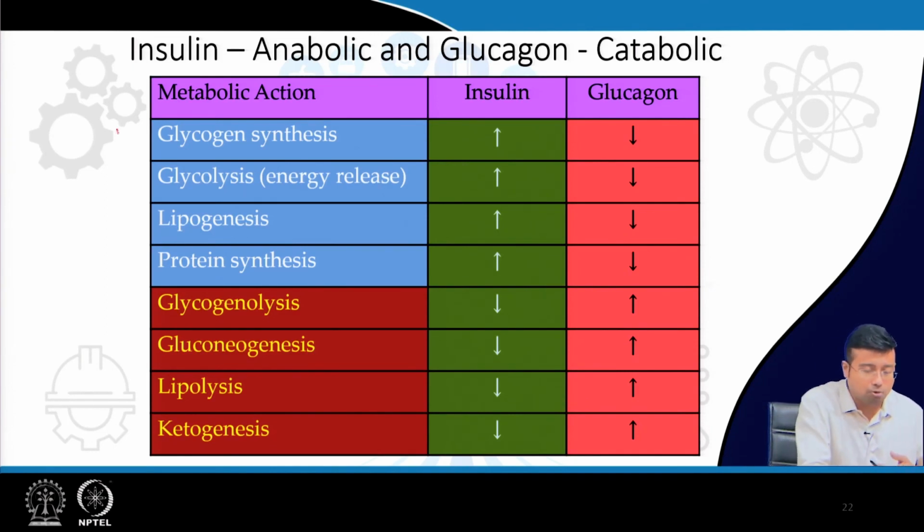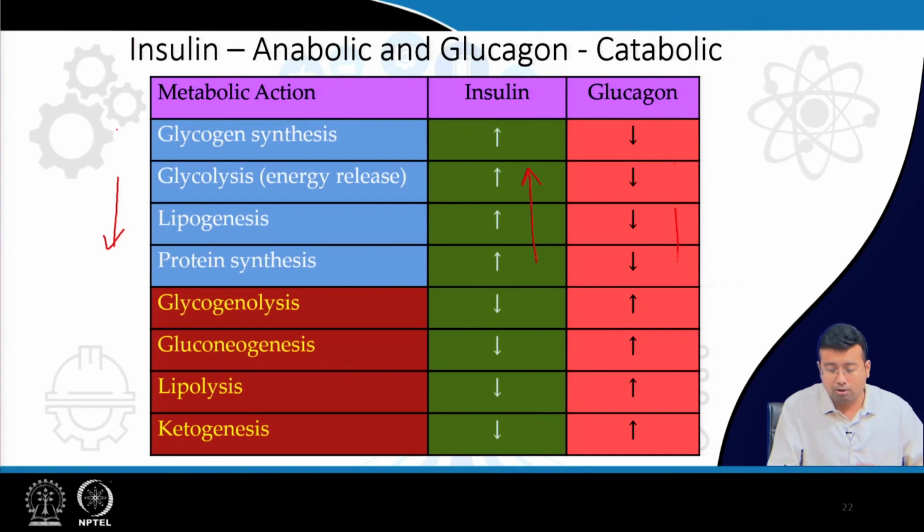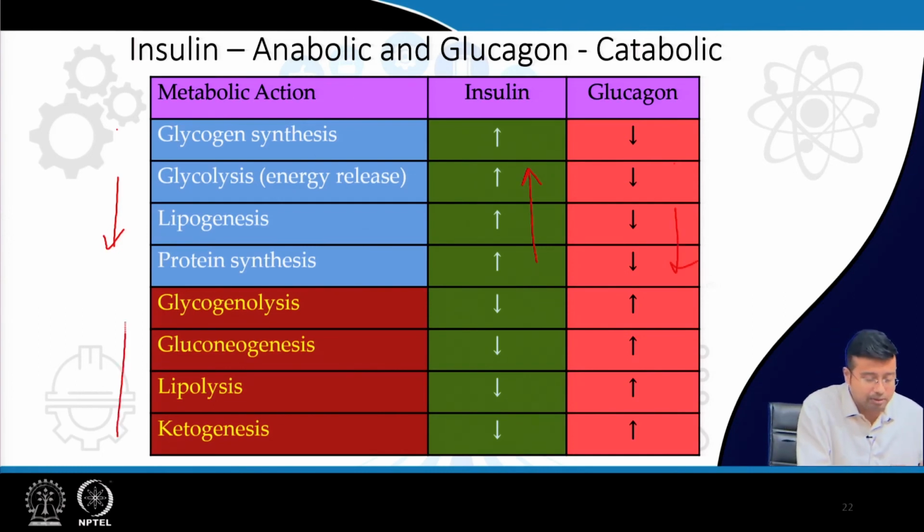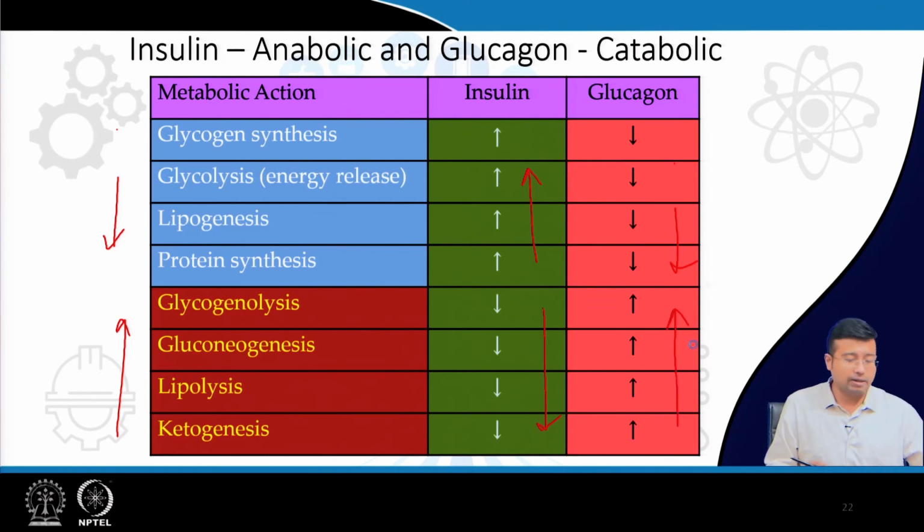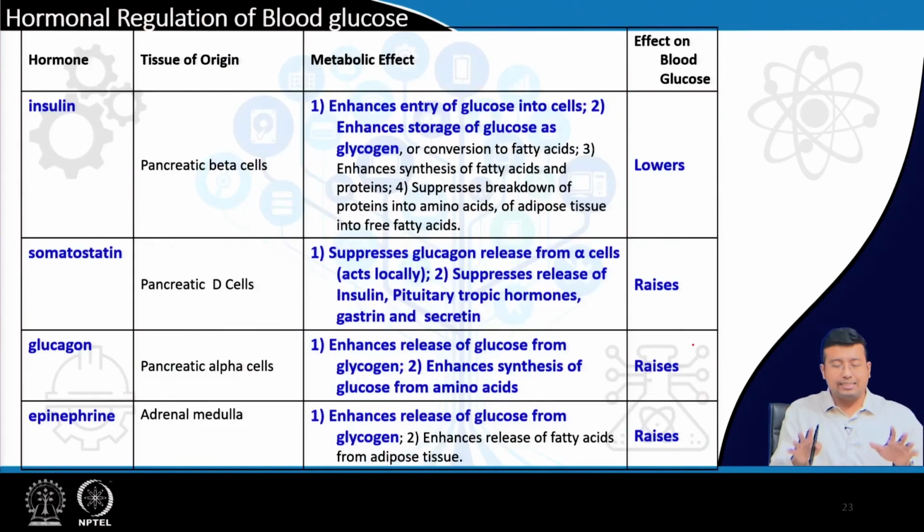These are the processes that lower blood glucose, and these are upregulated by insulin and downregulated by glucagon. These are the processes that help in upregulation of blood glucose, so they are lowered by insulin and enhanced by glucagon. For the next two slides, this is the whole table by which you can easily know what functions each and every hormone is doing.